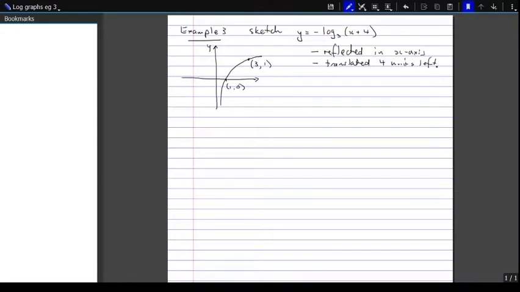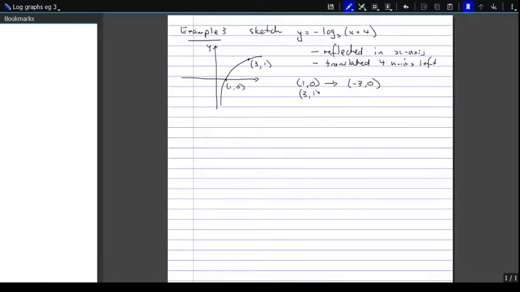Okay, so let's think about what's going to happen to the points that we have marked on the basic graph. (1, 0): the reflection is not going to change that, but the horizontal translation will. So it's going to move to (-3, 0). And so we can see just from that, our x-intercept will be at (-3, 0).